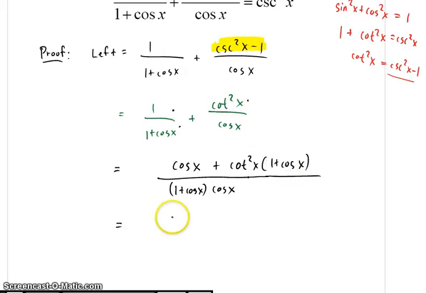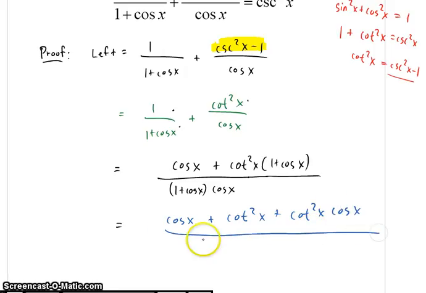Probably going to distribute here. I'm going to change colors so it's easier to tell what I'm doing. Cosine of x plus, I'll do cotangent squared of x plus cotangent squared of x times cosine of x, all over what we have here.